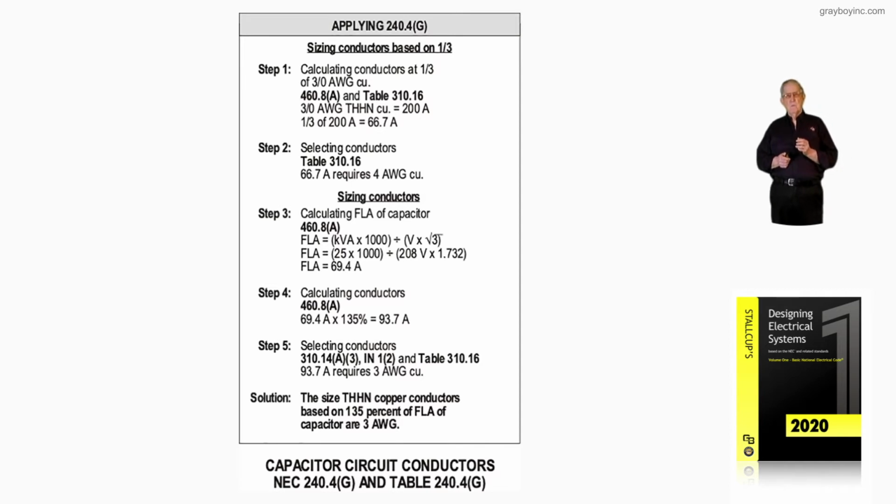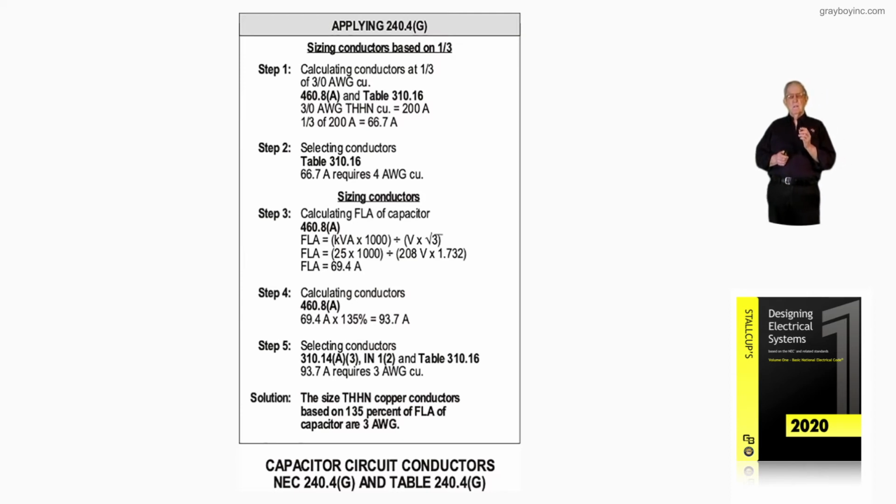Now, continuing on with step 3, we're going to determine what the full load amps of the capacitor would be, or bank, whatever it may be. So 460.8(A) is still an application here. The full load amps is kVA times 1,000 divided by the voltage times the square root of 3. So the FLA of the capacitor bank is equal to 25 kVA times 1,000, and we would divide that by 208 volts times the square root of 3 to come up with an FLA of the capacitor or bank at 69.4 amps.